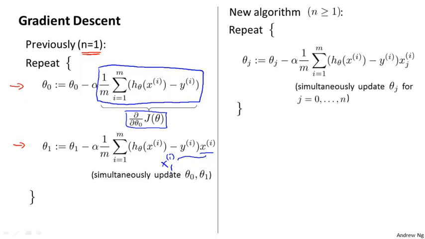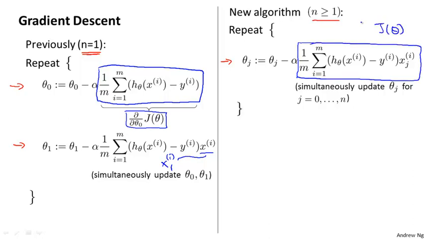Let's look at the new algorithm for when we have more than one feature, when the number of features n may be much larger than 1. We get this update rule for gradient descent. And maybe for those of you that know calculus, if you take the definition of the cost function and take the partial derivative of the cost function J with respect to the parameter theta j, you find that that partial derivative is exactly the term that I've just drawn the blue box around. And if you implement this, you will get a working implementation of gradient descent for multivariate linear regression.